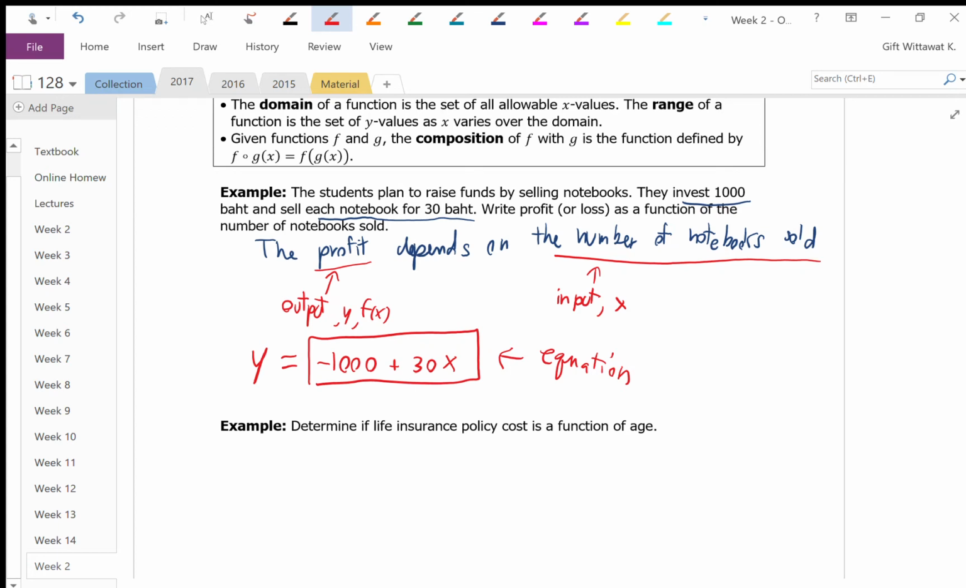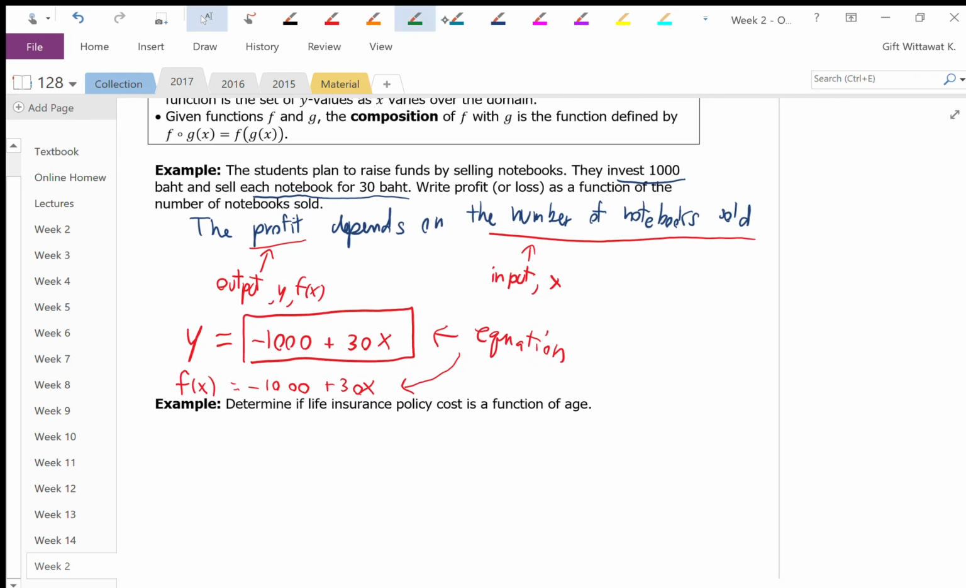And like I said, sometimes we will use y, sometimes we will use f of x. So f of x equals negative 1000 plus 30x. So this is also called the equation of a function. Another way that we can use to represent a function is to actually use the graph.